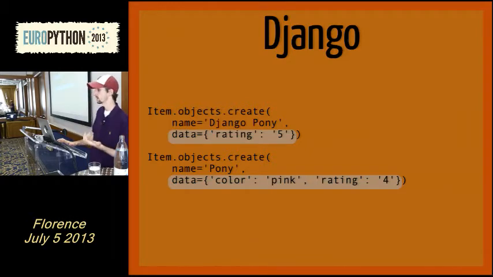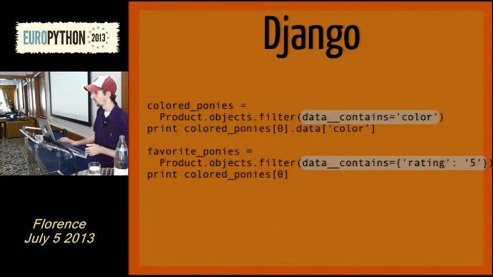From here, I can filter on these things. So I can say, give me a pony that contains any color. So I want all colored ponies. Or give me all ponies that contain a rating equal to 5. So I'm filtering not just on the keys, but on a key being equal to that value. So the same way you would in normal SQL when you're filtering data, you can do this on that schemaless data that you didn't have to define ahead of time.